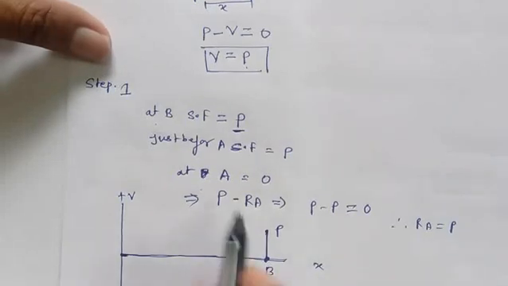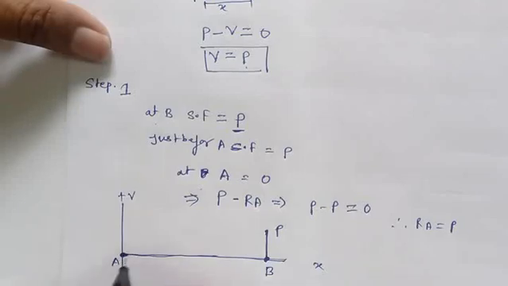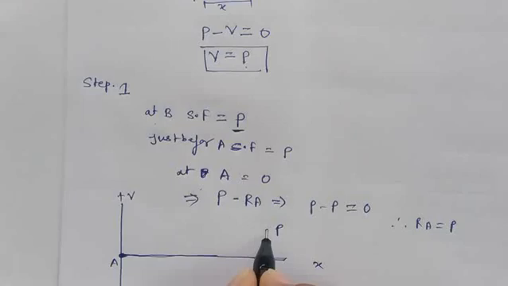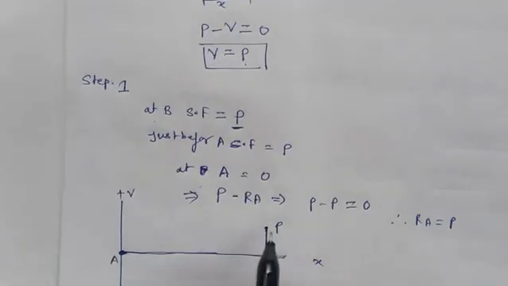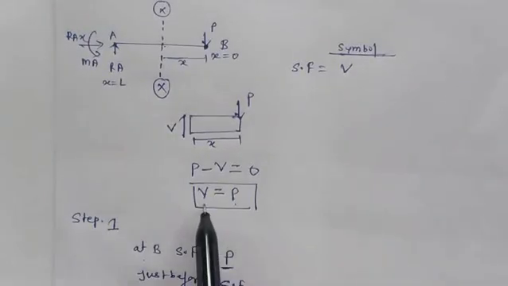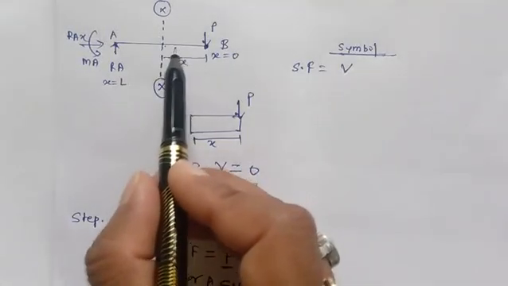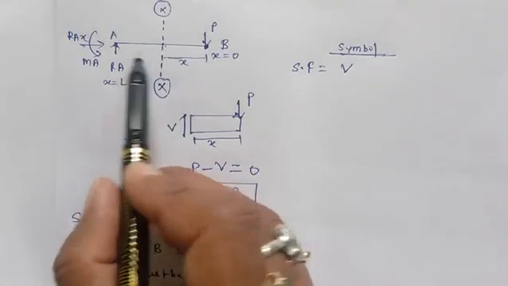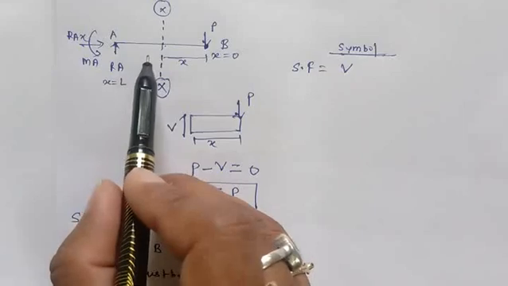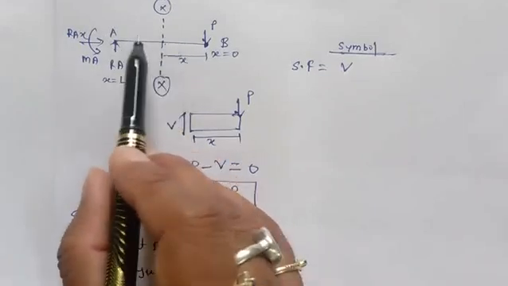And just before A, this is the point A, suppose, and just before A this will be constant, because we know that the shear force is P up to the section X. Similarly, if you move from X to A, this shear force will be P only because no other load is there.